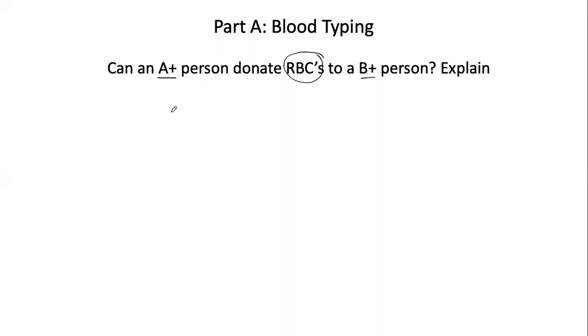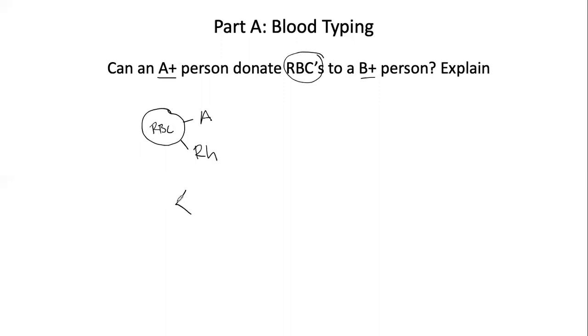Okay, so A positive, what does the surface of their red blood cell look like? Good, so they have A's on the surface, they have A antigens, and what does a positive mean? Good, they have the Rh factor, okay? So now you know what's on the surface of the red blood cell. What is in the plasma, right? Here's your red blood cell.